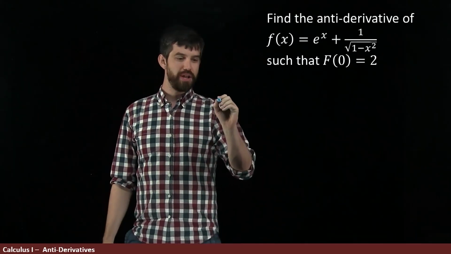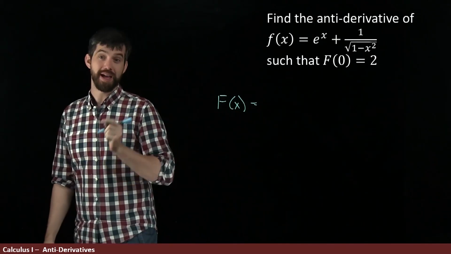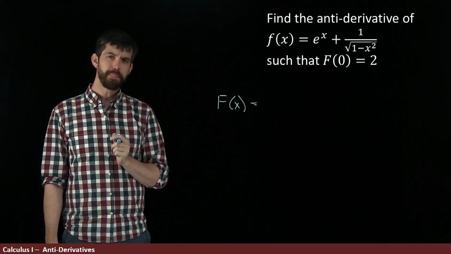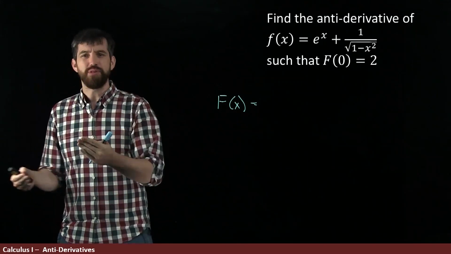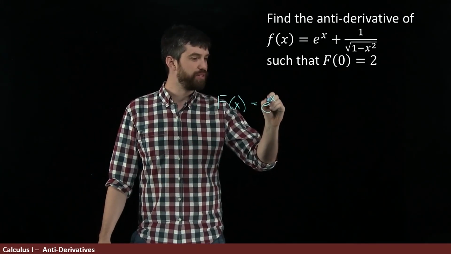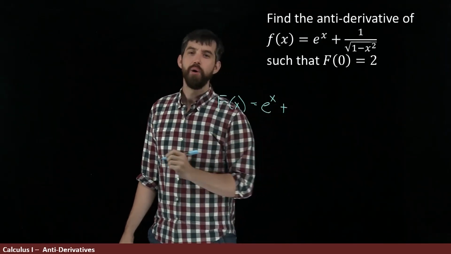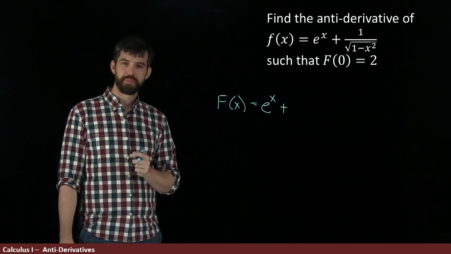So I need to come along here and figure out what my capital F of x is going to be, my antiderivative of a little lowercase f of x. Now, I know the derivative of e to the x is e to the x. So the antiderivative of e to the x is e to the x just the same. So the first part's going to be a little bit easy. That's just going to be e to the x. And then, oh my goodness, what's going on? 1 over the square root of 1 minus x squared.